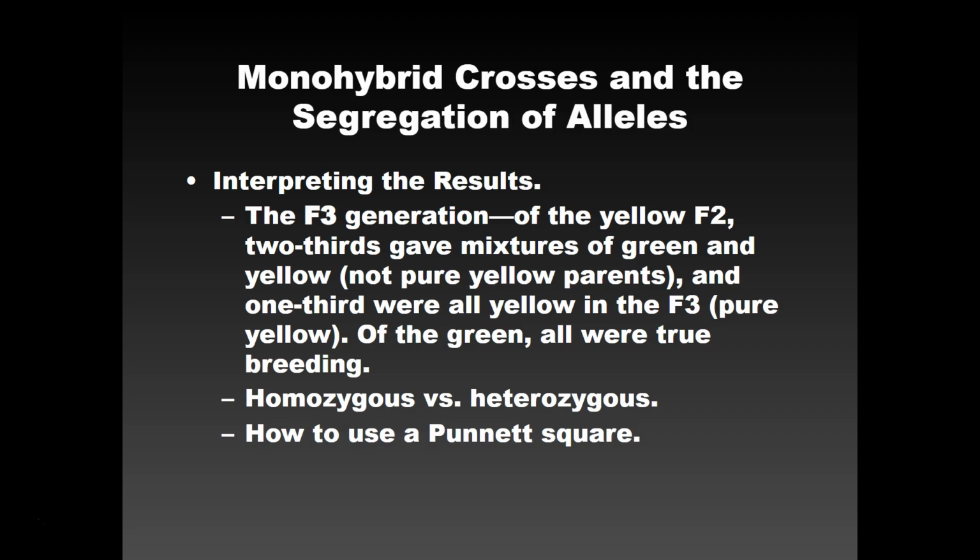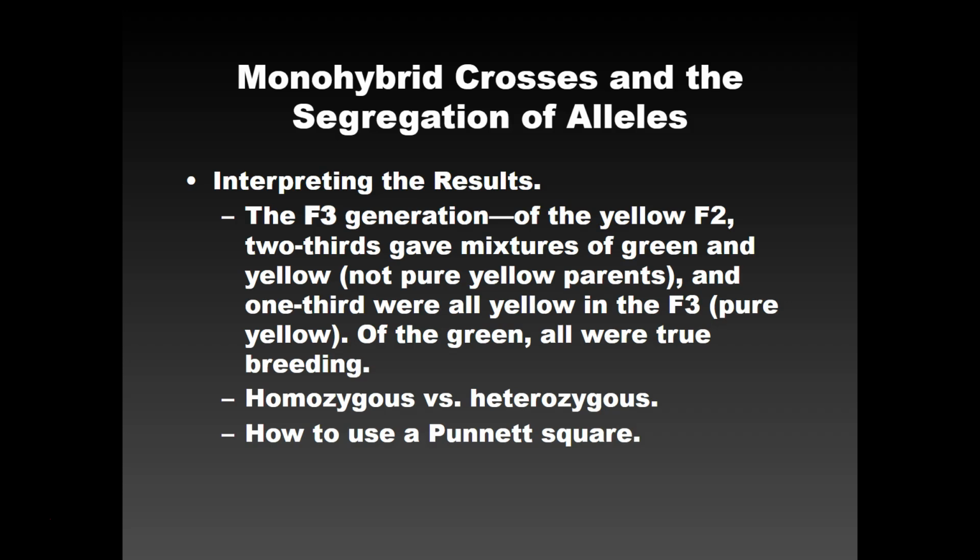In the F3 generation, 2/3 have mixtures of green or yellow, and 1/3 were all yellow. What's going on here is some things are being covered up by other things, and those are referred to as dominant individuals. And we're going to talk about this notion of homozygous versus heterozygous here in a second.